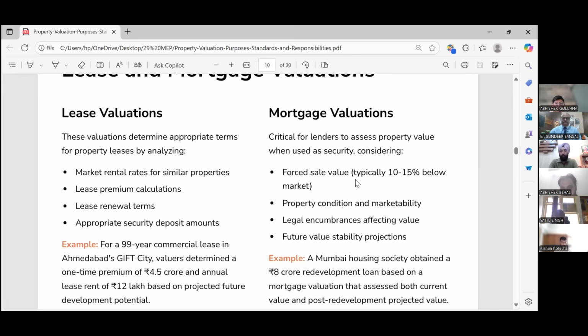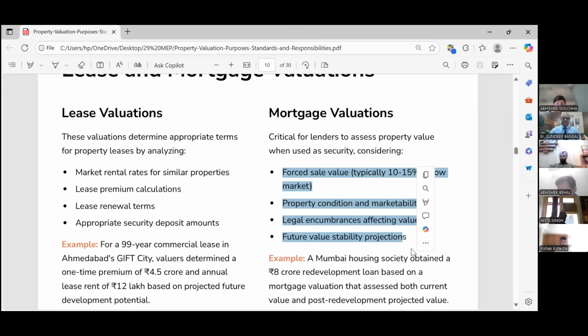So see here, when you do valuation for banking, when the bank is giving a loan on the basis of your property assessment, you may have to give the fair market value. Then you may have to include the forced sale value, and then you may have to give property conditions and marketability.